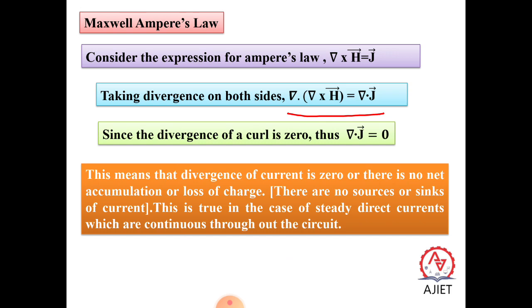This means the divergence of the current is 0, that there is no net accumulation or loss of charge. There are no sources or sinks of the current. This is true in the case of a steady current, which is continuous throughout the circuit. So in the case of a continuous steady current, this happens to be true: the divergence of the current is 0. But it is not true in the case of a non-steady current, or a current which varies with time. Anyways, next one.